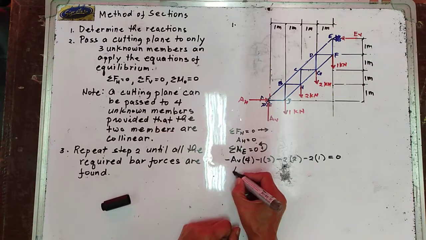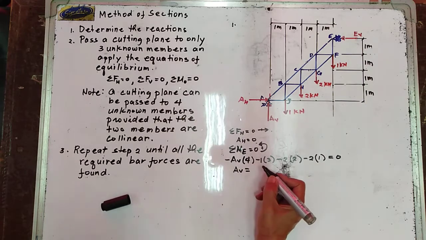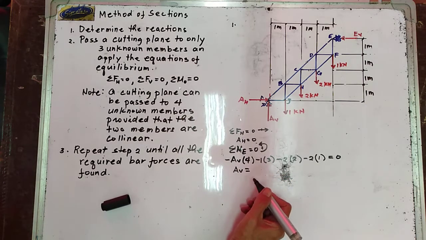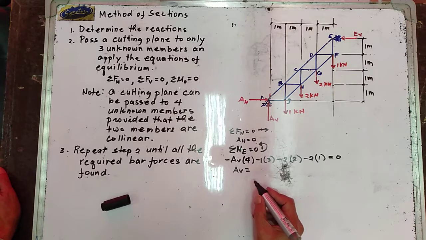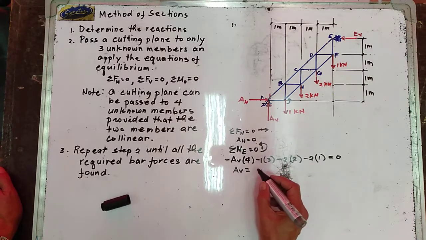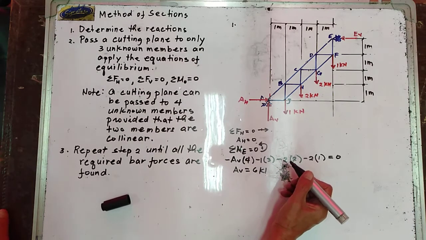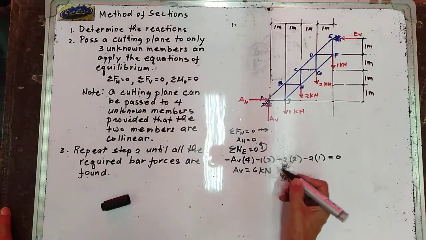And therefore, your A vertical is equal to 6 kilonewton. So it's going up.